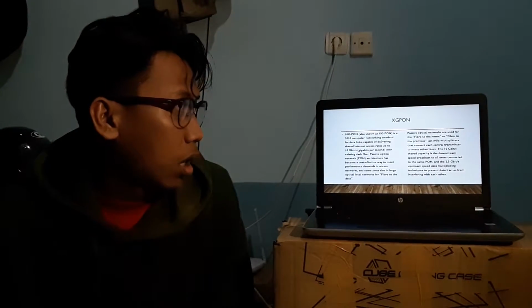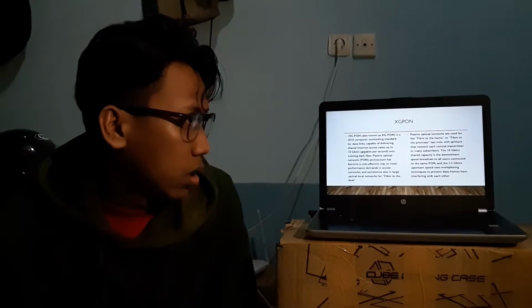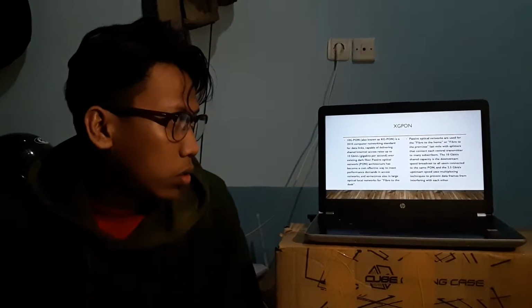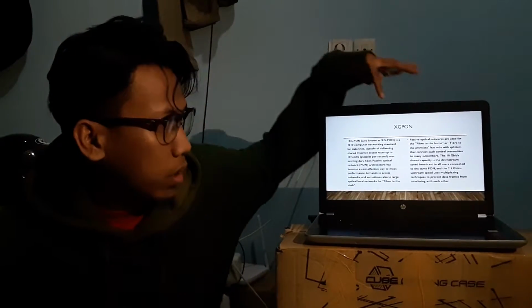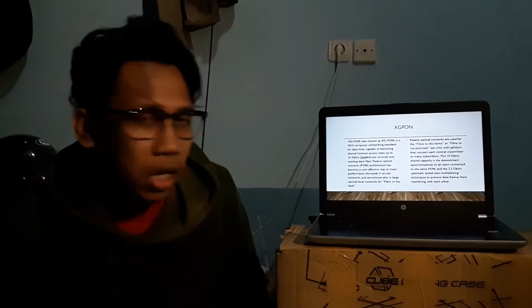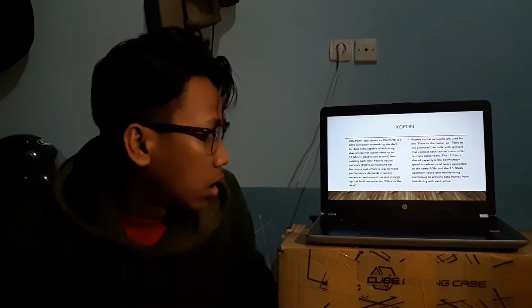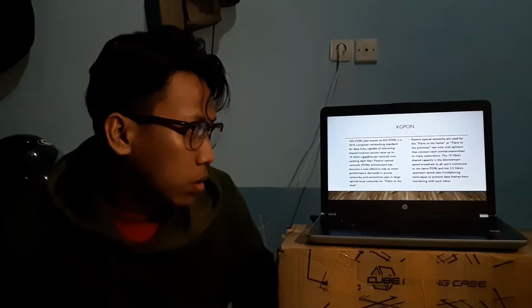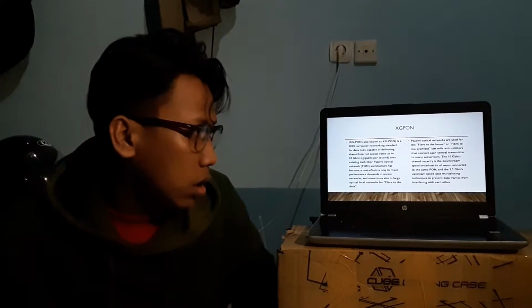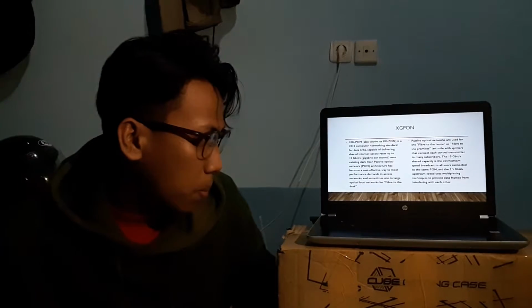PONs are used for fiber to the home and fiber to the premises, the last mile, with splitters that connect a central transmitter to many subscribers. The 10 gigabit per second shared capacity in the downstream is broadcast to all users connected to the same PON.